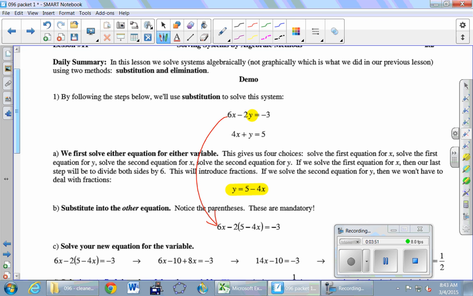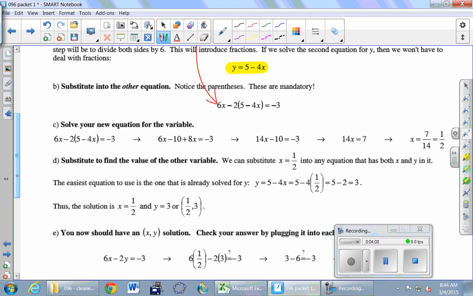6x minus 2 times 5 minus 4x equals -3. Notice the parentheses there. Got to have those parentheses because this y was one entity, and even though it's represented as 5 minus 4x, which is 2 things, it's still one entity. Okay, and so then we get an equation here that is familiar, that is solvable for us, right? How many variables are in that equation?